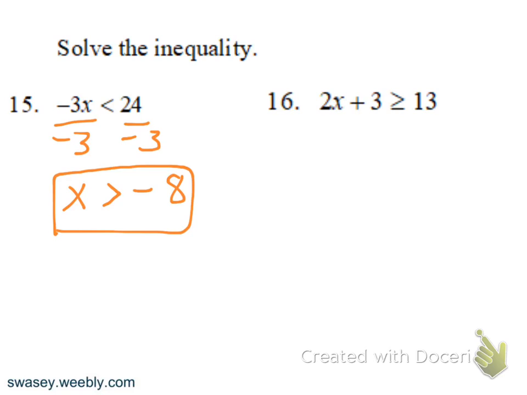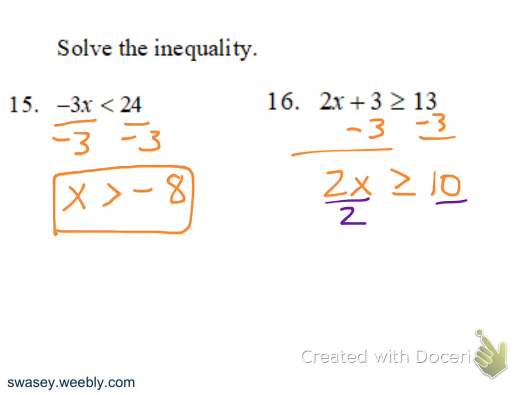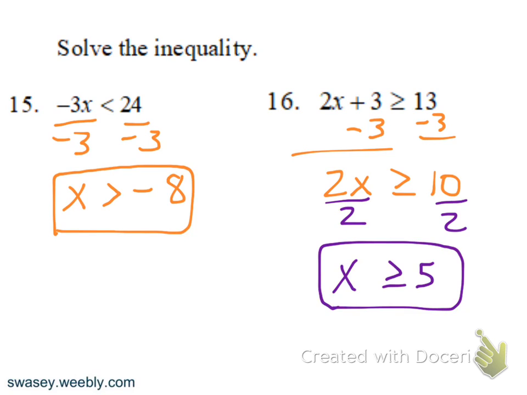Number 16, to get rid of +3, subtract 3. 13 minus 3 gives us 10 on the right side. To get rid of multiplying by 2, divide both sides by 2. This time we're dividing by a positive, so we don't have to change the inequality symbol.